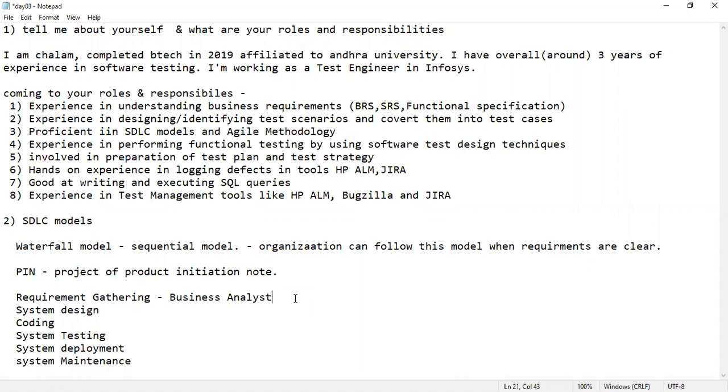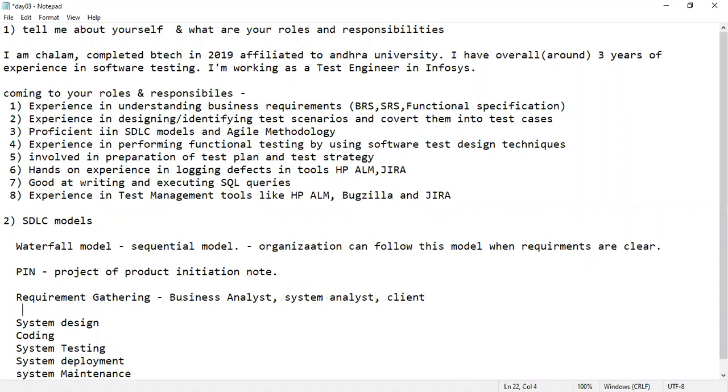So requirement gathering here. So who will be involved? Business analyst. Who else? System analyst and client. So what activities are performed in this stage? What are they going to do?